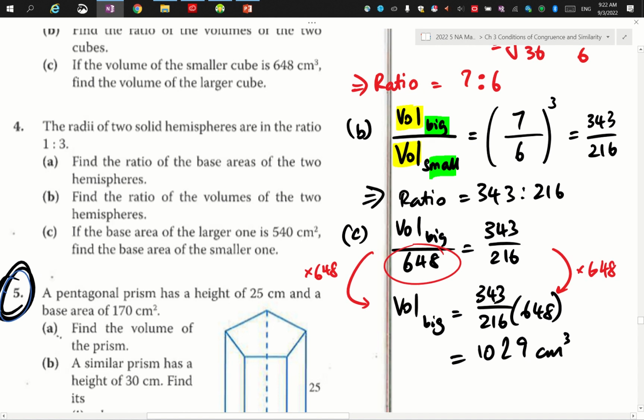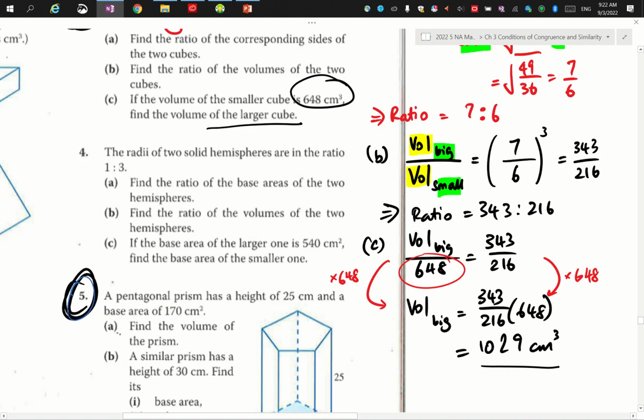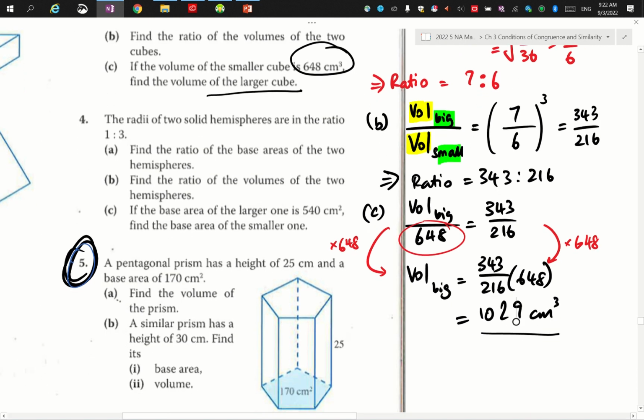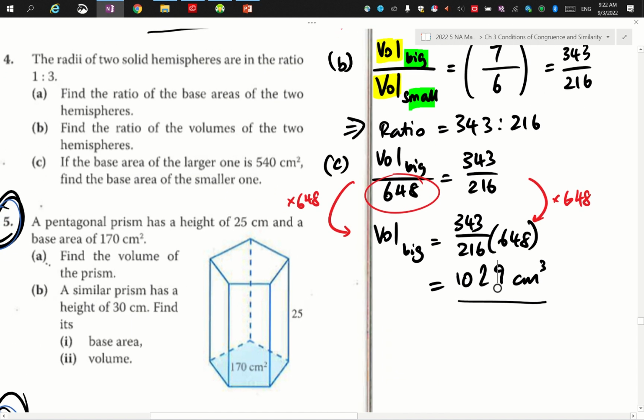Okay, then just make sure the numbers make sense to you. The volume of the bigger cube. Okay, I got 1029. Just quickly check out the small cube 648. Makes sense. Volume of the bigger cube is bigger than volume of the small cube. You okay? Anybody needs more time for this? Otherwise, I'll erase cause not enough space. No need, presentation, very important.